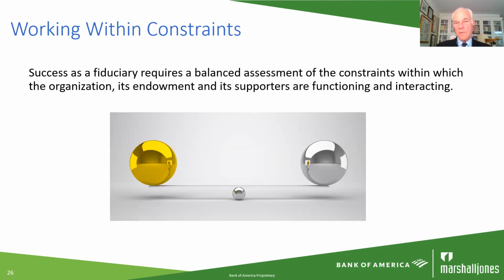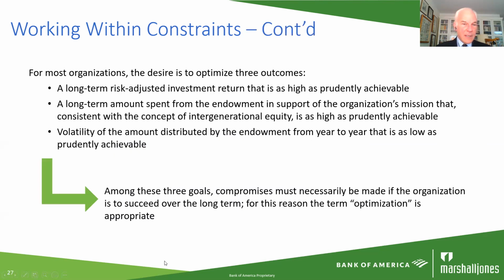What we've talked about so far must sound as if it's impossible. There are constraints, right? You can't do everything at once. And so if we look at the next page, you're really trying to optimize, say, 3 outcomes. First of all, as we said, a long-term risk-adjusted investment return that is as high as prudently achievable. Remember that prudence word. You also want to be able to distribute from the endowment as much as possible. That, consistent with this intergenerational equity concept, this balancing of interest, is as high as prudently achievable. But you also probably want to keep the volatility of the amount that's distributed by the endowment from year to year as low as prudently achievable.